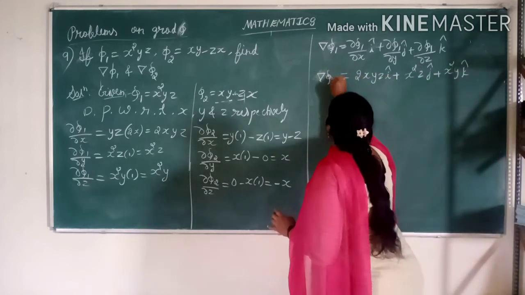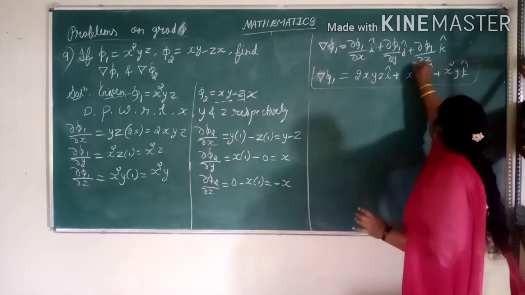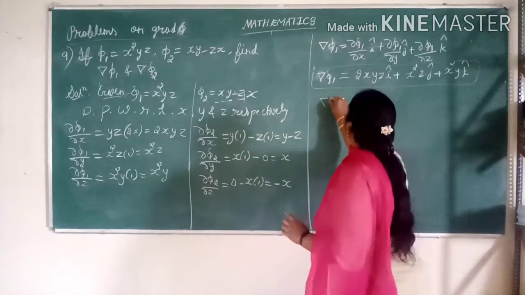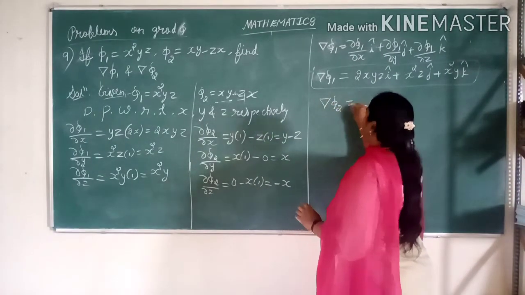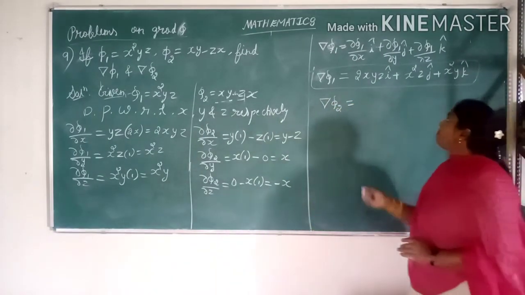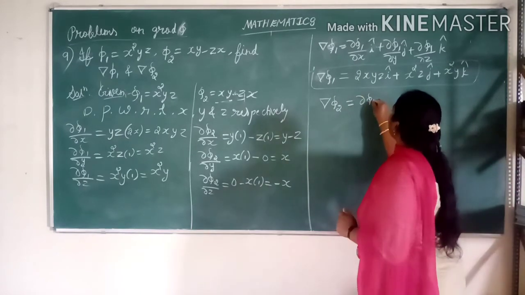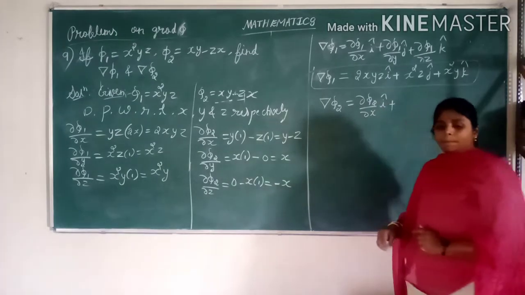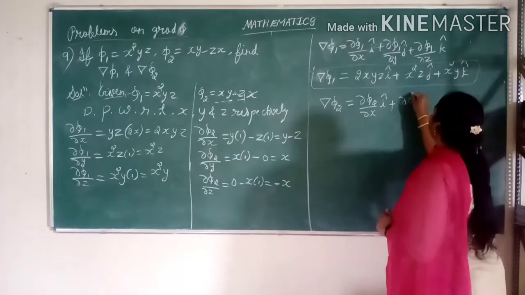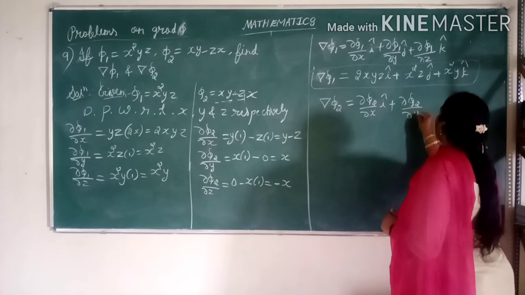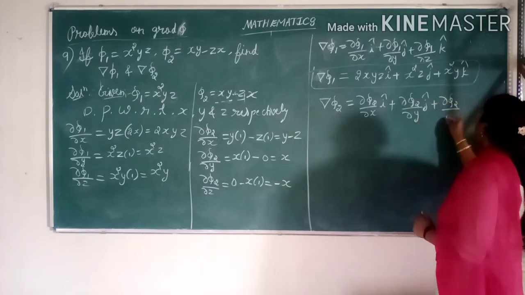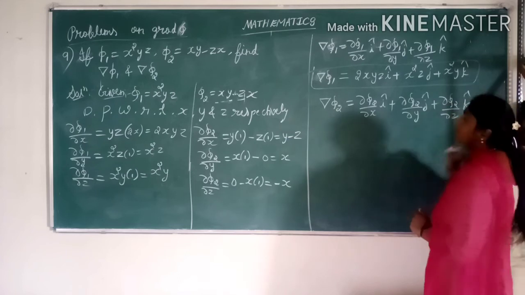function phi1. Still we want to find out the gradient of the function phi2. Same formula, we just want to replace phi1 by phi2. That is, grad phi2 can be written as ∂phi2/∂x into i cap plus ∂phi2/∂y into j cap plus ∂phi2/∂z into k cap.